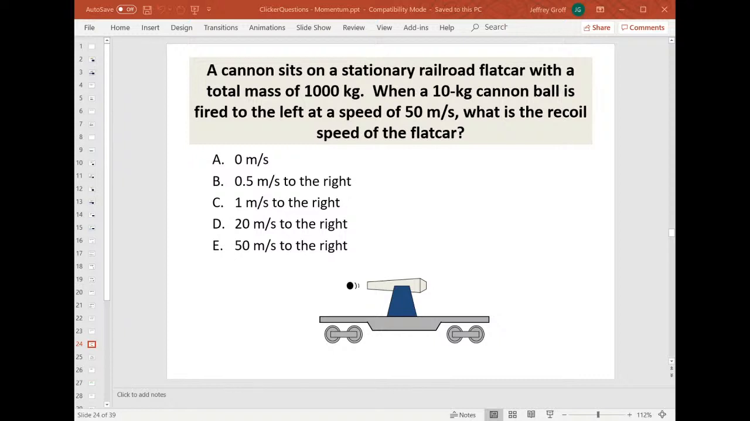So after the cannonball is fired, the total momentum is still 0. You have the cannonball going to the left, let's call that negative momentum, and the cannon going to the right, let's call that positive momentum. Can you figure out then what is the recoil speed? Wow, we got 50-50 right now on the poll. 50-50.